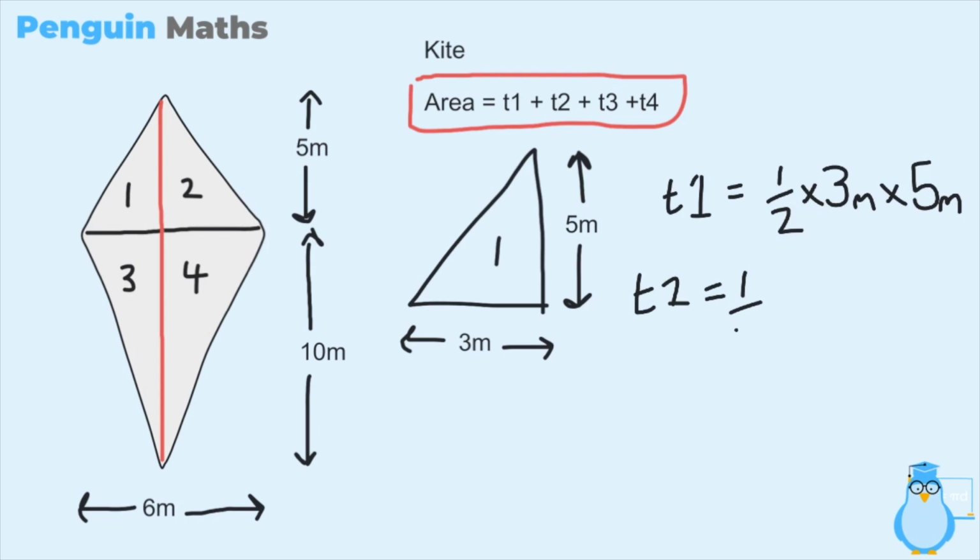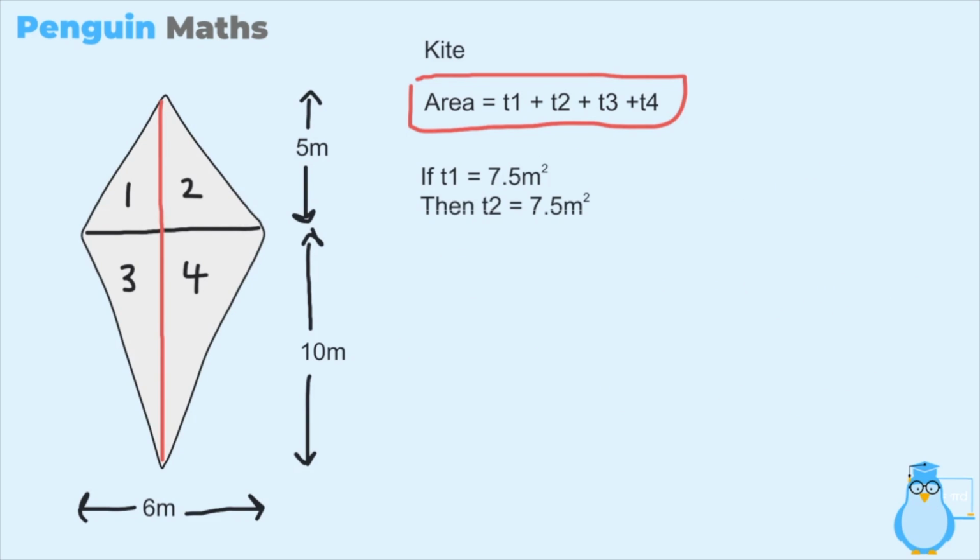Therefore, T1 is equal to a half, and 3 times 5 is 15 meters squared, and therefore T1 is equal to, well, a half times 15 is the same as 15 divided by 2, which we can say is 7.5 meters squared. And therefore, if we know that the area of T1 is 7.5 meters squared, then the area of T2, this triangle that lies symmetrical to T1, must also be equal to 7.5 meters squared because the areas of these 2 triangles are the same.